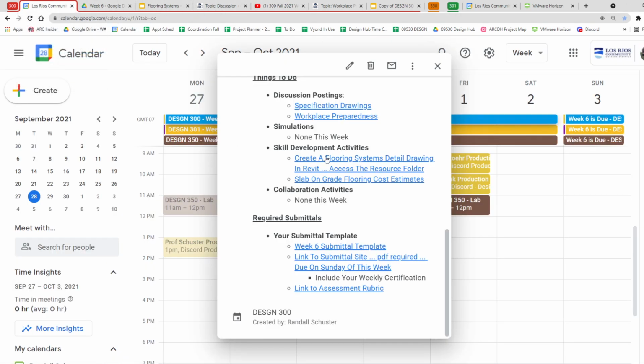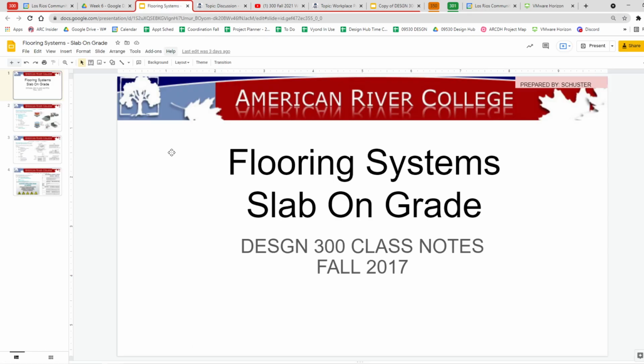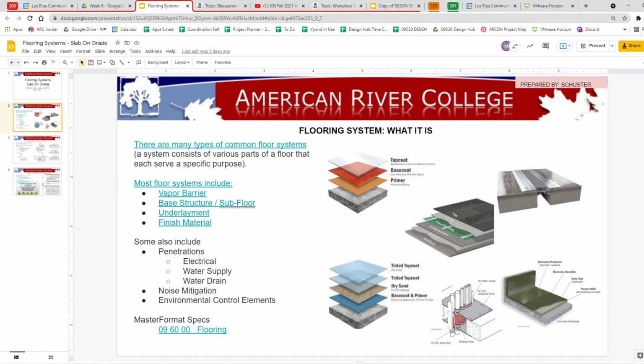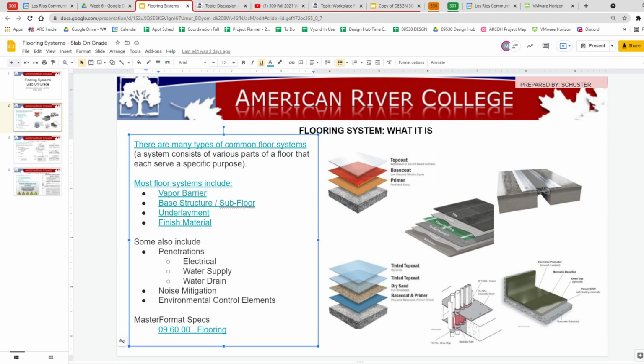So those are some of the things to look at that you've got available. So there's the YouTube playlist. Our reading list is the flooring systems. There's 3 sheets of it this time. There's one about what do we mean by a flooring system. Okay, and so it's various parts put together.